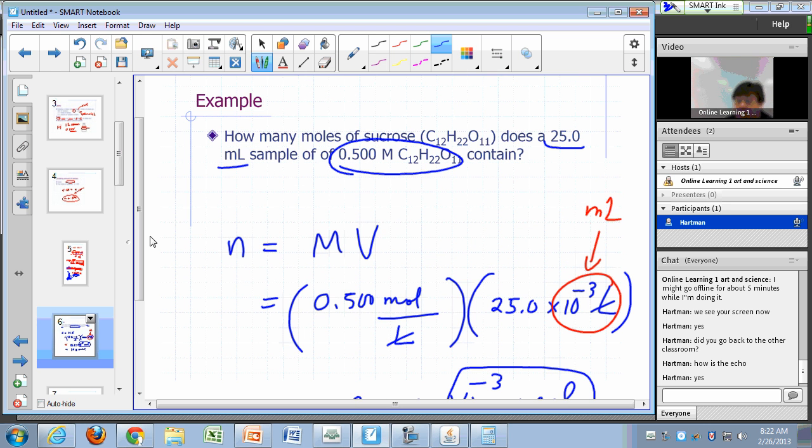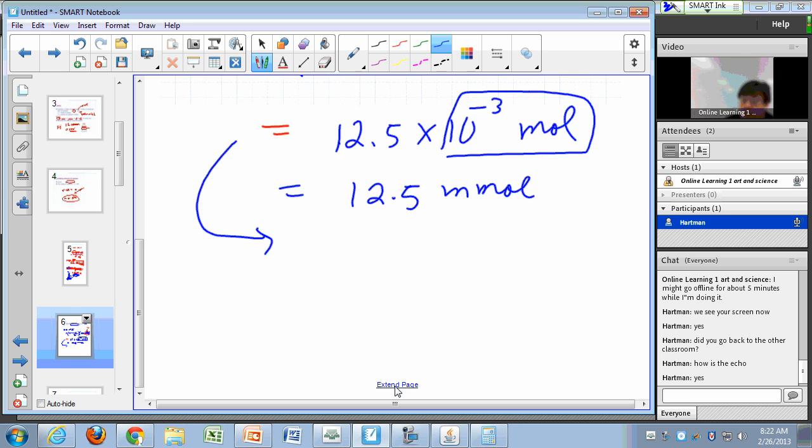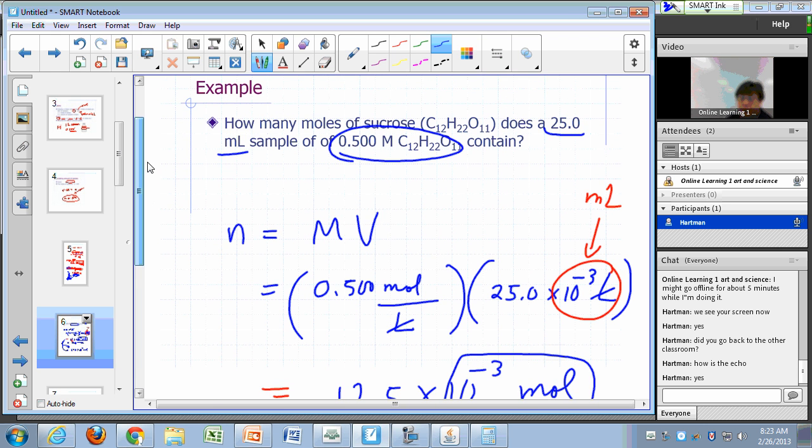Now, since you're being asked for actual moles, what would you have to do? This would be your actual answer in terms of moles. You just change this. I'm going to move my decimal point one place to the left to make that a number between 1 and 10. So that's going to be 1.25 times 10 to the negative 2 moles. Okay? So that's how much sucrose you have in a 25 mL sample of 0.5 molar sucrose.